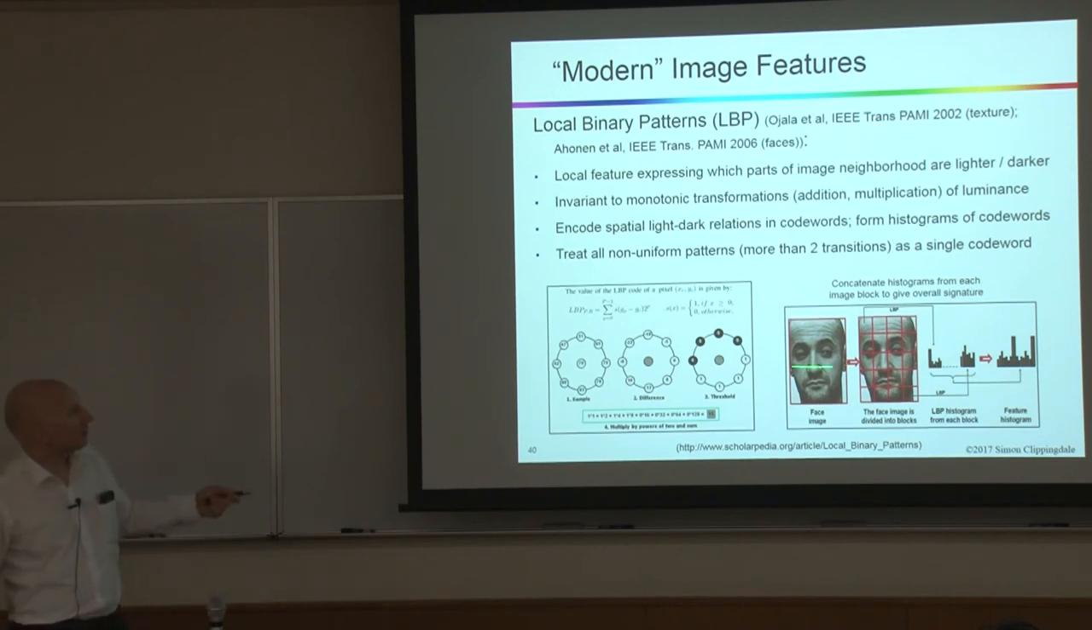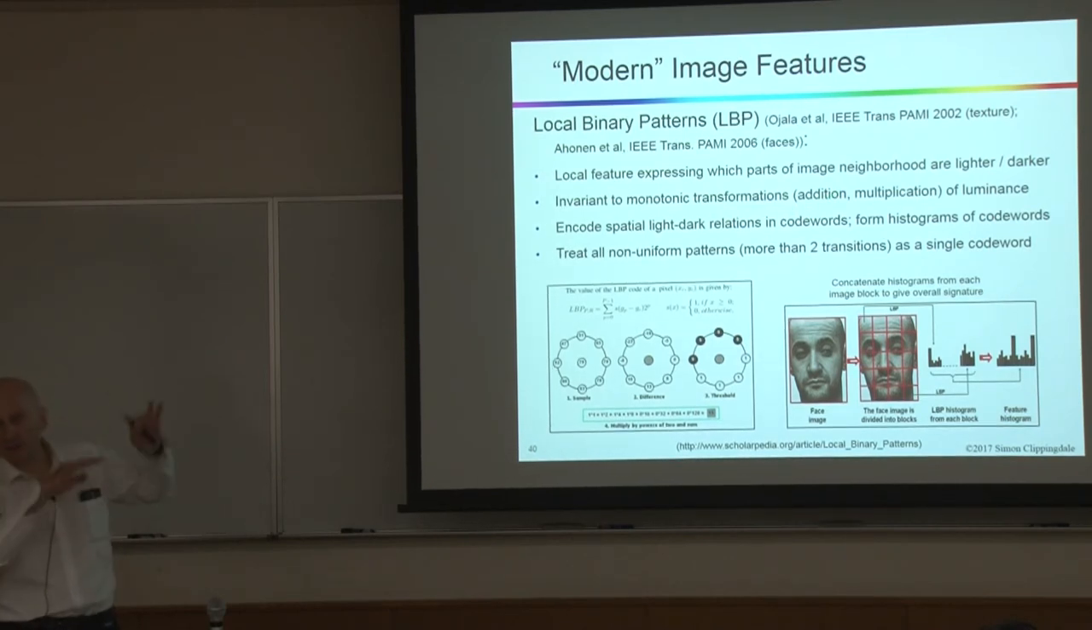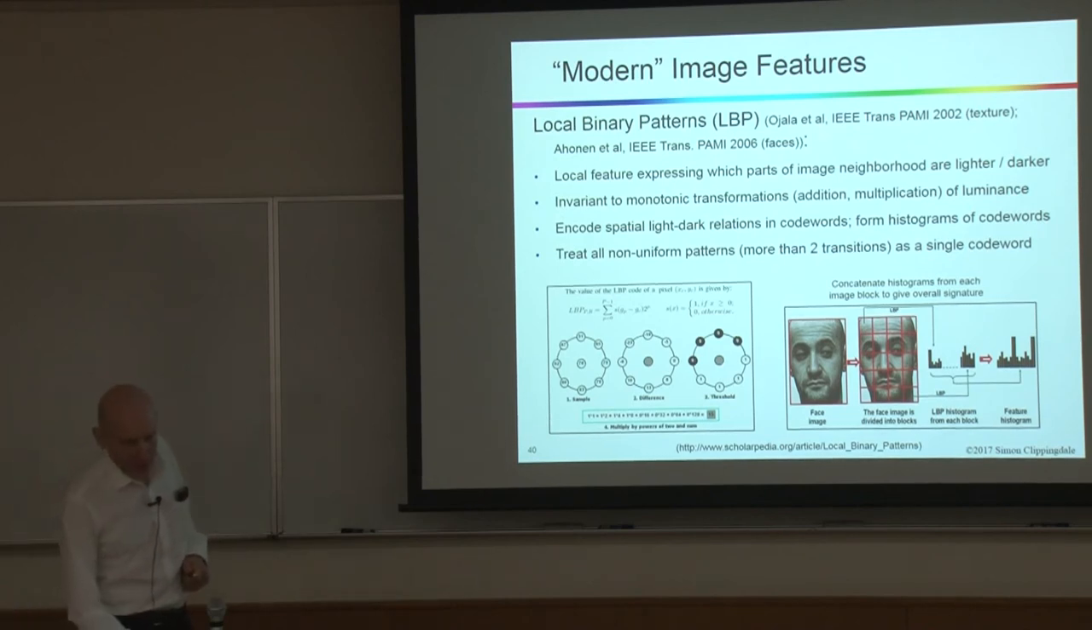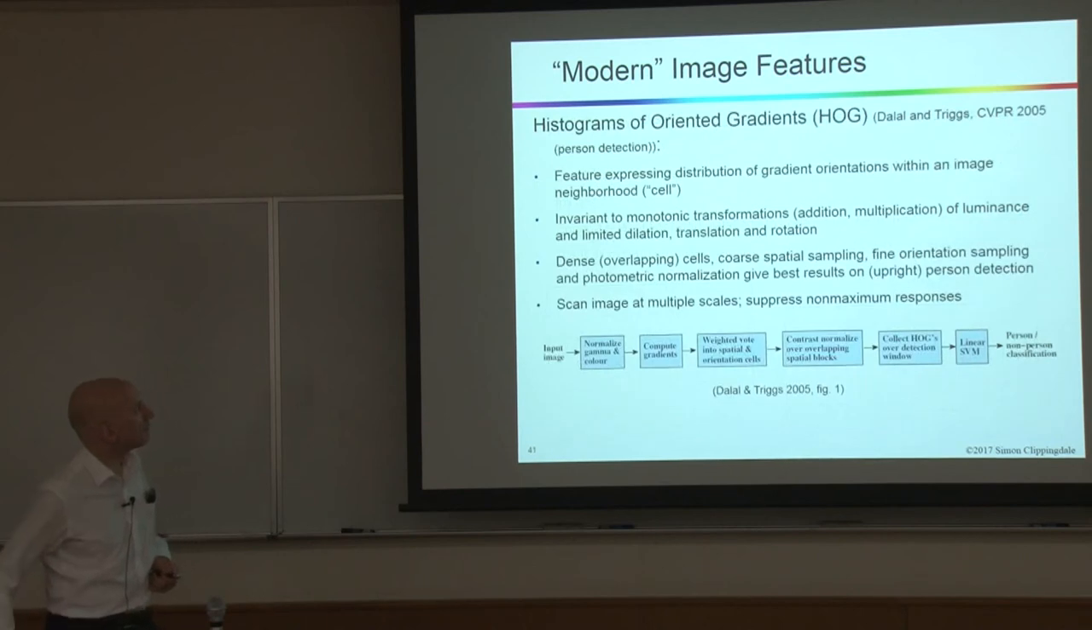And then the coding of these patterns is fairly straightforward. These features are invariant to monotonic transformations of the image brightness, such as addition. If you increase the light level of the image, these feature values don't change. Multiplication, okay, if you increase the strength of the illumination, which is effectively a multiplication, these feature values don't change. So they're quite useful for invariant face recognition.